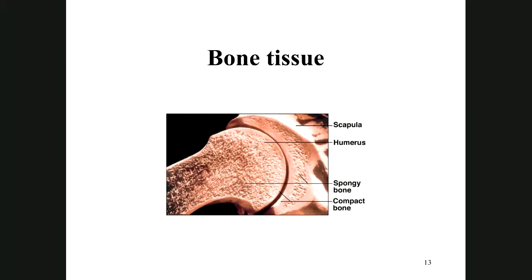Bone tissue, in fact, is a specialized connective tissue. When you look at bone, I like this picture because it shows you two important things of long bone development. Keep this in mind. There are two processes involved in making bone: either intramembranous ossification or endochondral ossification.